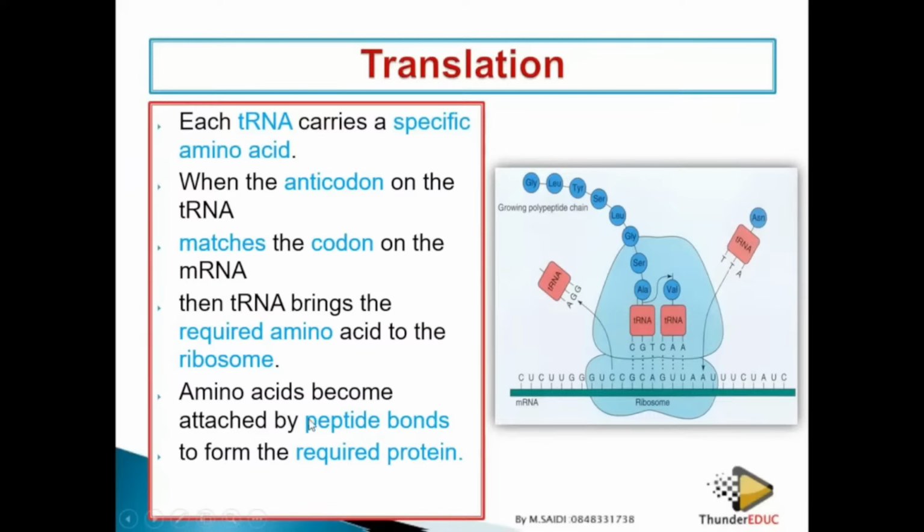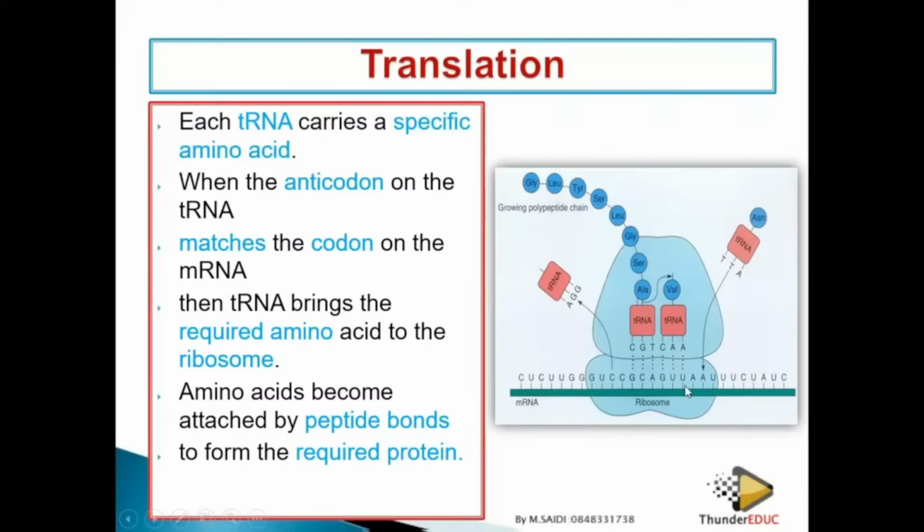So now the amino acids are joined together. It keeps on bringing, and the amino acids are joined together by these bonds, which are called peptide bonds, to form a required protein, and then you form this polypeptide chain. Once it grows to more than 50 amino acids, then we call it a protein. If they ask you what this is, it is called a polypeptide chain.